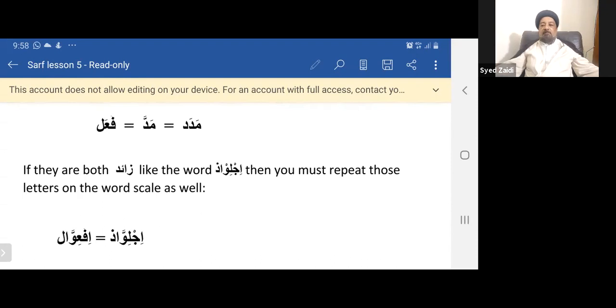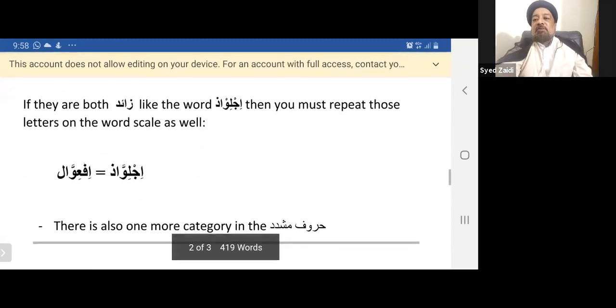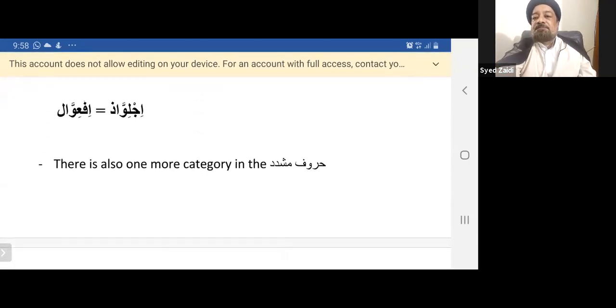Madada equals fa'ala. Now in the first case here, you can see that the two letters are the same. Huruf asli, two huruf asli repeated again. And now in the second example, please scroll down the screen. Yes, thank you very much. Now in the second instance, you see that in ijlawwaza, the two waws, both of them are zaid. Jim, lam, and waw are the real actual root letters, right?